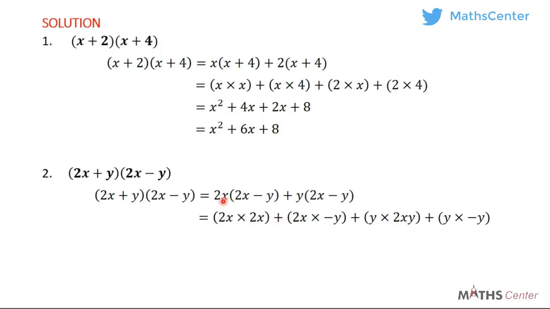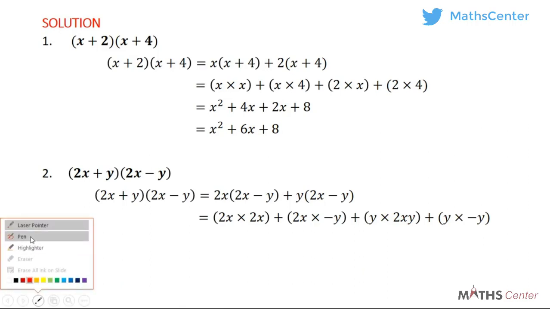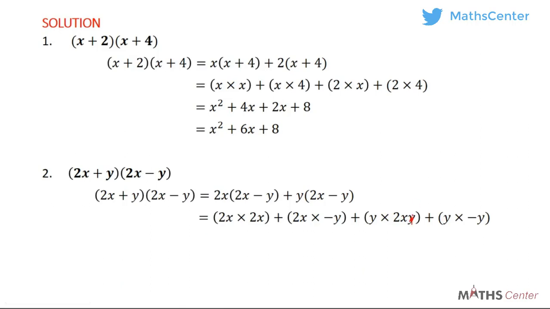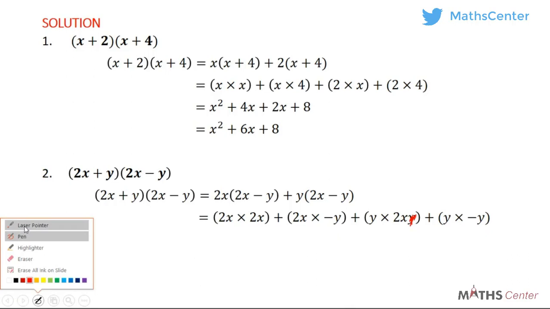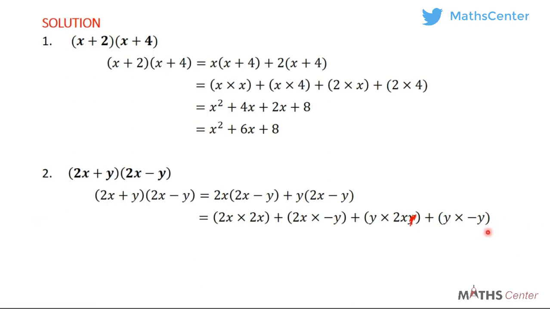So plus, use what is outside the bracket here to multiply what is inside the bracket. So 2x times, the term here is minus y, so you're going to get 2x times minus y, then plus y times 2x. So y is going to multiply 2x. Then we move on, we are going to get plus y times minus y, as we have here.